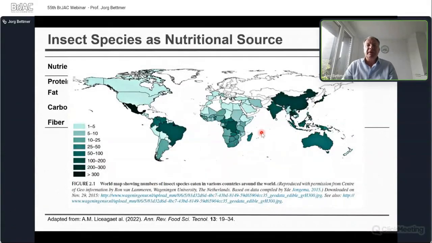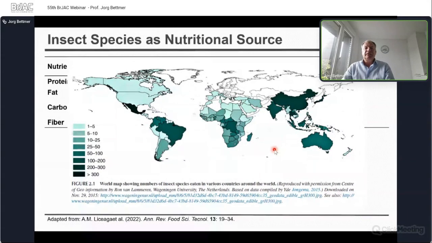If we have a look at the map here, you can see that there are many countries in which a lot of different insect species are consumed already. I think the leader, of course, this is data more or less 10 years old, but the leader is China. But you can see India, Australia, they have a huge number of different insect species that belong to the food. But also, for example, Brazil, with about 200 different insect species that can belong to the daily menu of the population.